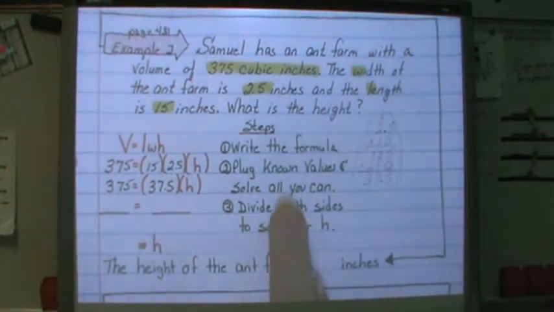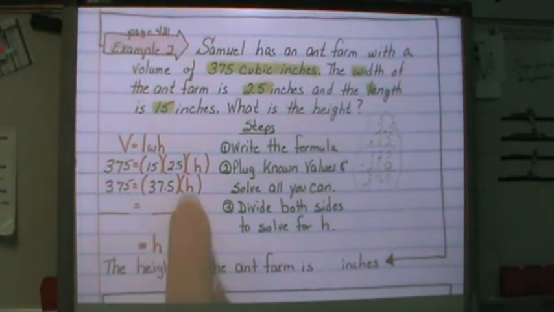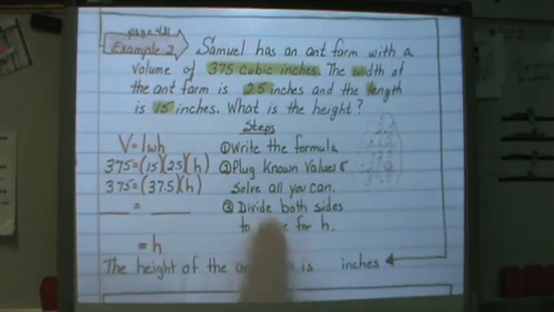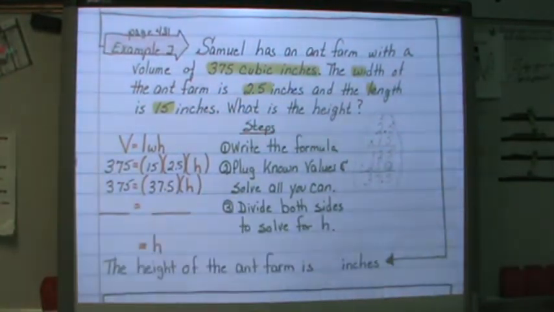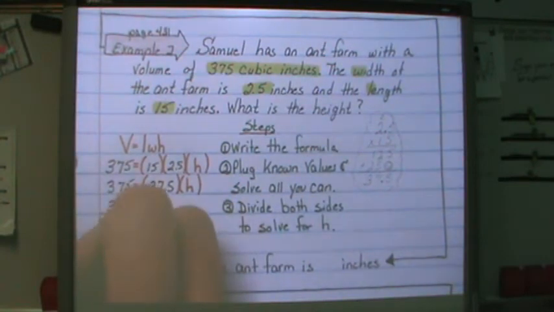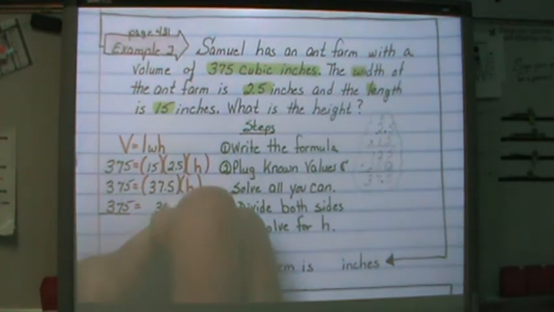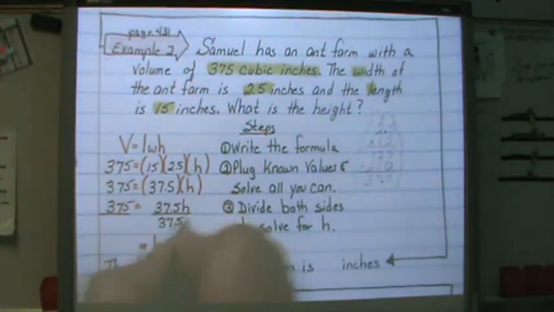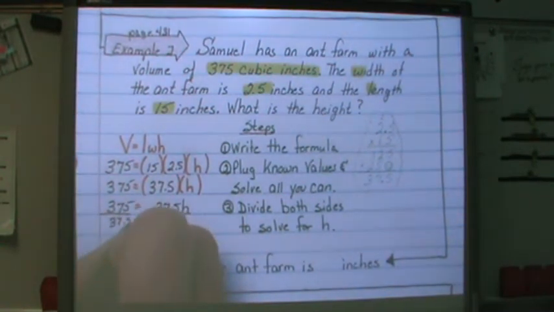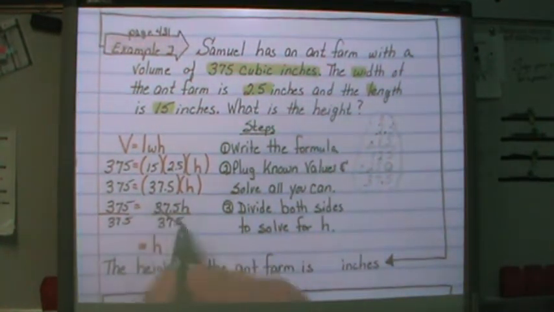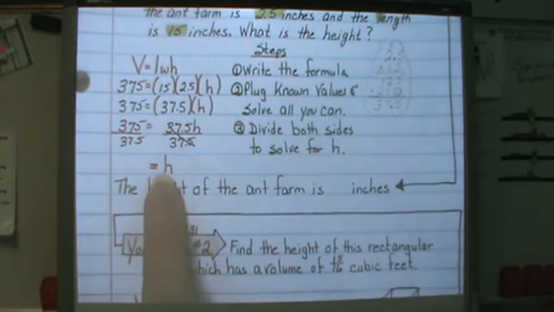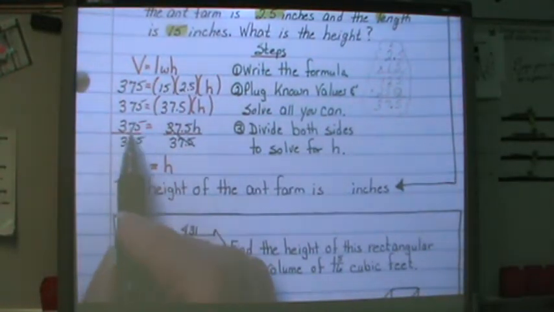So I solved everything I can. I can't solve anything else because I don't know what H is to multiply it by the 37.5. So what I need to do now is divide both sides to get rid of that 37.5 and move it to the other side. Okay, so now this cancels out, leaving H all by itself. That's why I have H written down here all by itself. Okay? So now I've got to take 375 and divide it by 37.5.